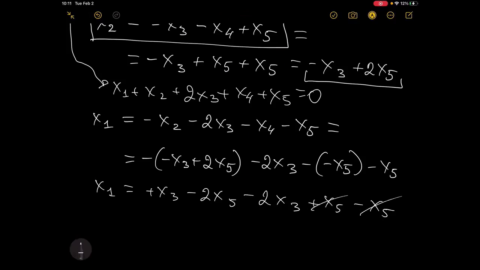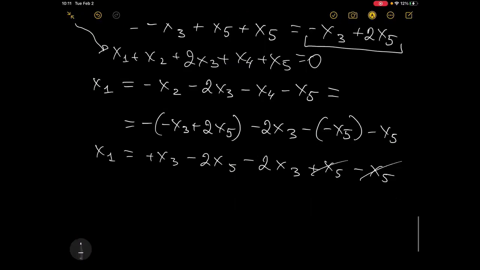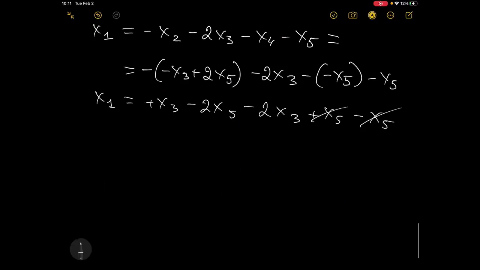Okay, so I understand how to do this and where it comes from, but is there a specific reason why we do this? Exactly. So let us now write the solution.